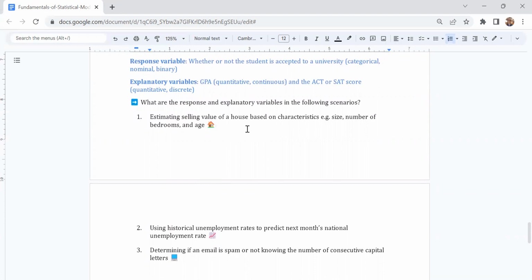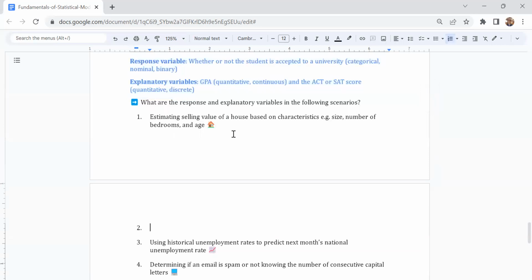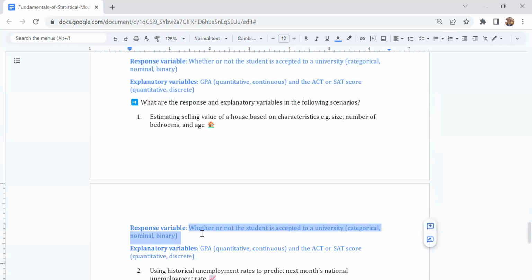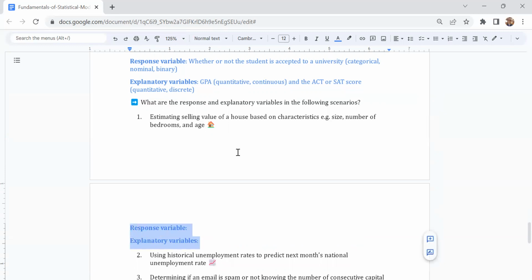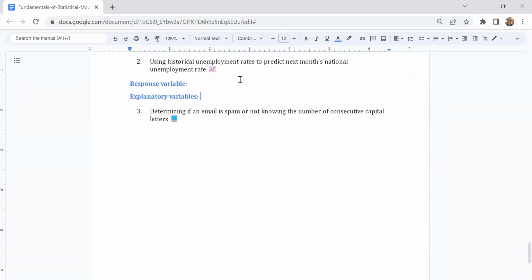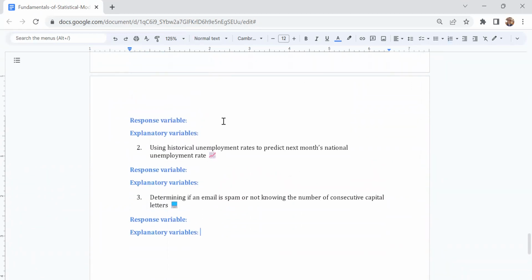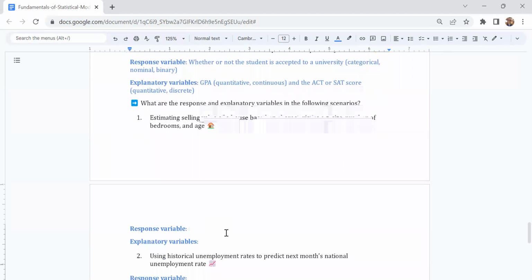And lastly, let's look at these scenarios, the response and explanatory variables for each of these. So we have the selling price of the house example. In that case, the response variable is the selling price of the house. The explanatory variables are the size, number of bedrooms, and age. That's what we would use to predict the selling price of the house.